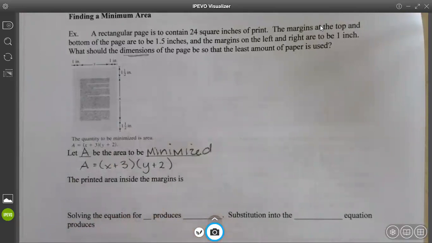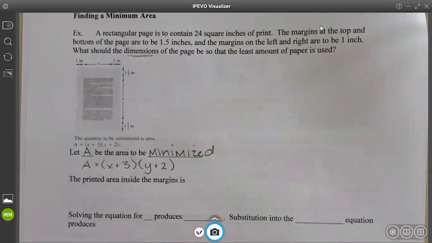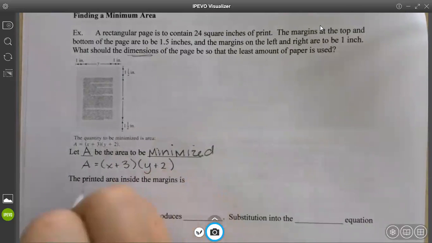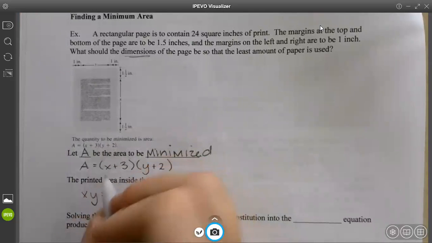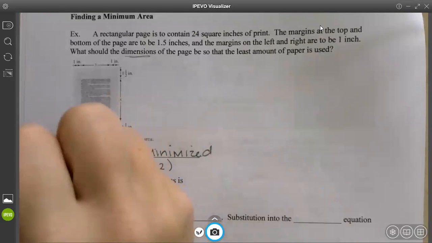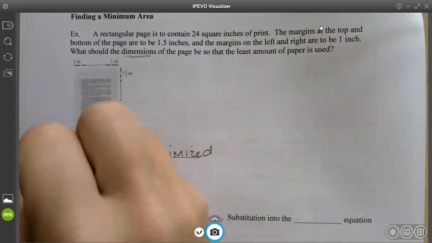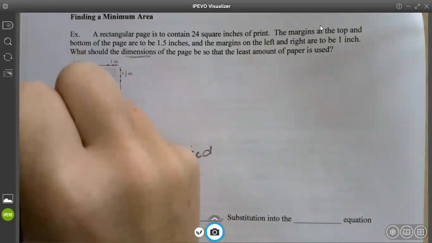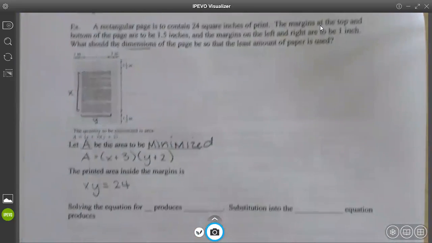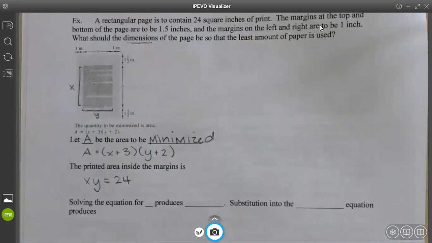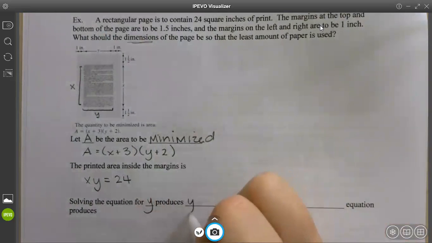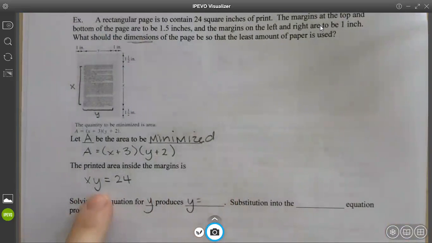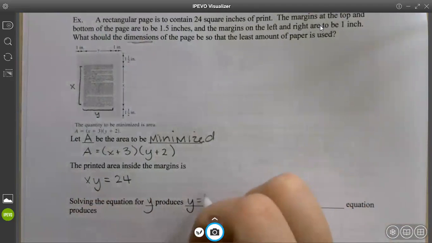So the printed area inside the margins is, how much page can we have? 24, right? So just the print, xy, is 24. Everybody understand? All right, solving the equation for y produces y equals, how do I solve this for y? 24 divided by x.